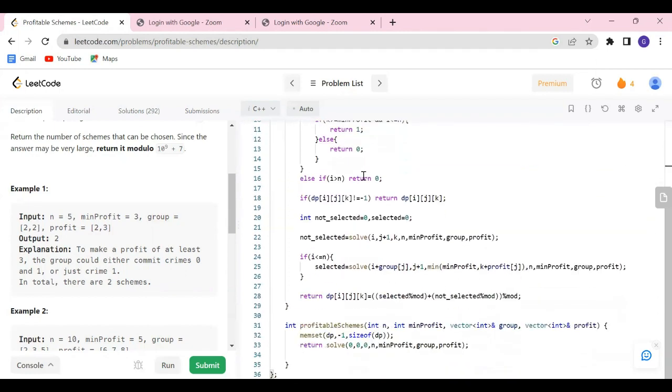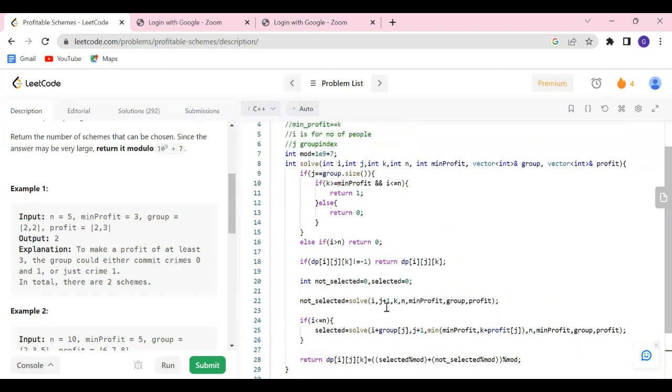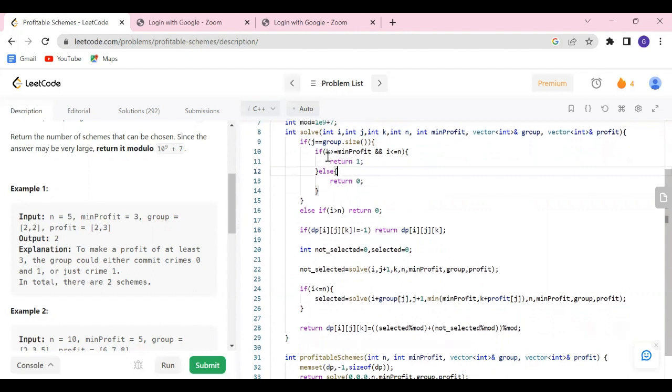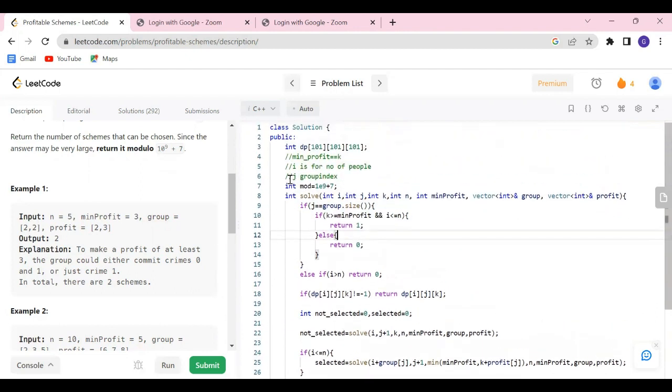So we have declared DP and we set every element of DP to -1. And then we have declared one solve function, which takes parameters int I, int j, int k, and int n, which is the maximum limit of the group of people, then minimum profit, then vector of group, and vector of profit. j is what we are using for iterating the group.